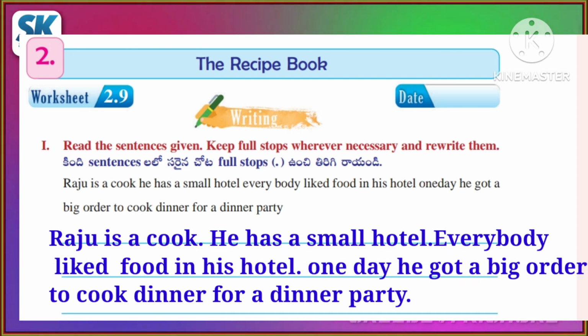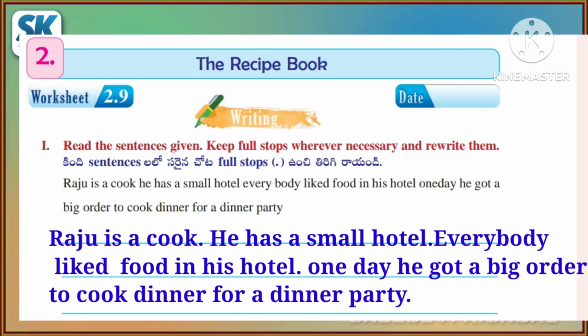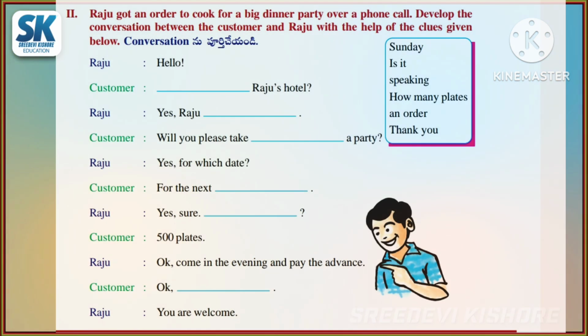Raju is a cook. He has a small hotel. Everybody liked food in his hotel. One day he got a big order to cook dinner for a dinner party. Raju got an order to cook for a big dinner party over a phone call.